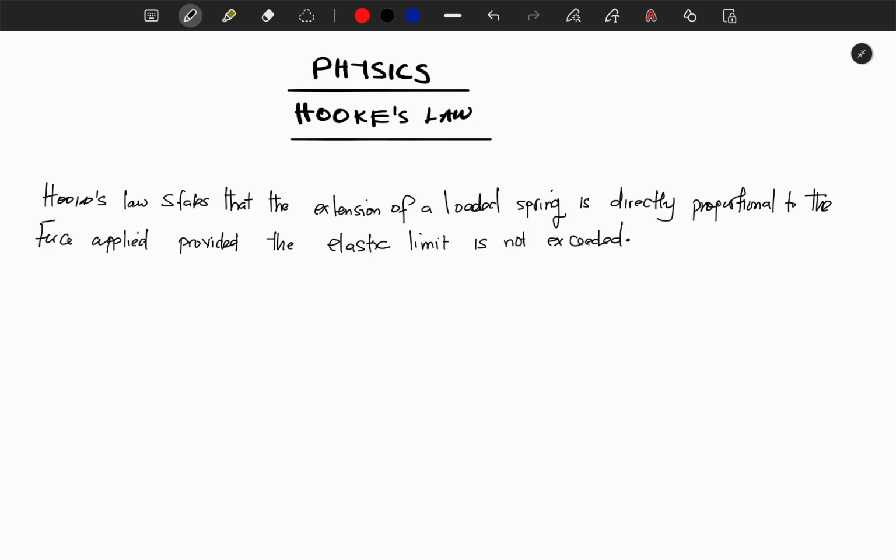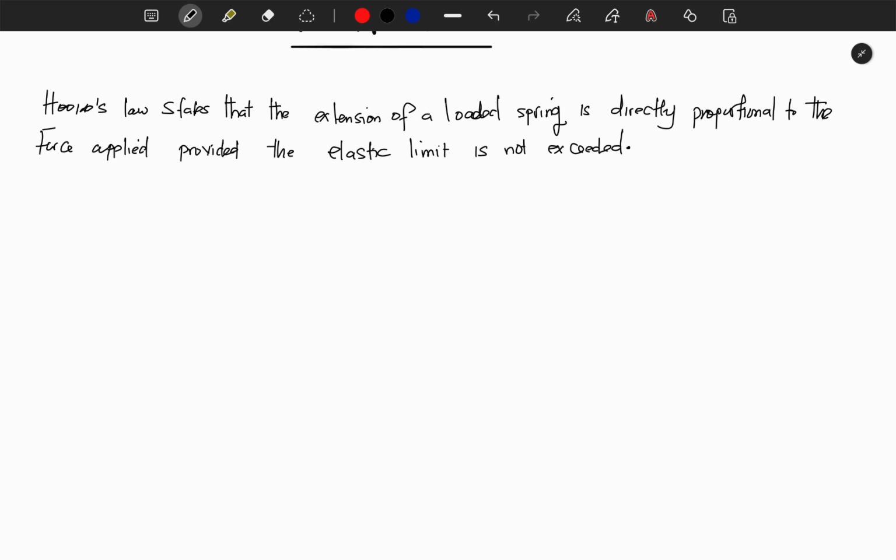is not exceeded. Now, before I go anywhere, there are some key terms here that we need to familiarize ourselves with. Most people make a mistake and use them interchangeably, while they are not the same. What are these terms I'm talking about? I'm talking about the elastic limit. Let's define the elastic limit.